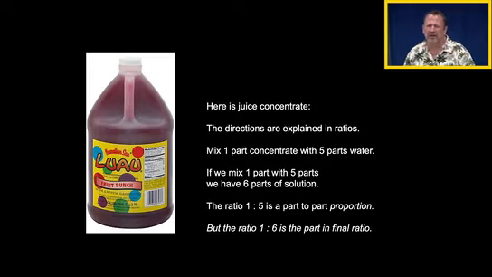Again, they explain the directions in ratios. They tell you to mix 1 part concentrate with 5 parts water. But I'll tell you right now, if you take 1 part of concentrate and 5 parts of water, you actually have 6 parts of solution. That makes sense. Gee, if I take 1 cup of concentrate and I add 5 cups of water, you're going to end up with 6 cups. Right? And so this is important to remember when we're talking about these part-to-part proportions.